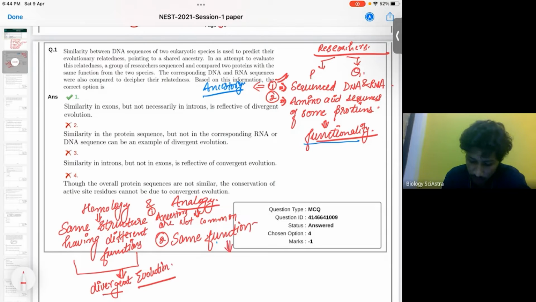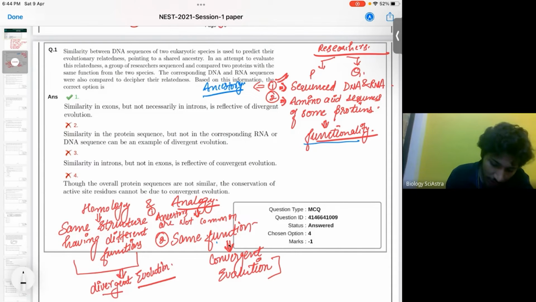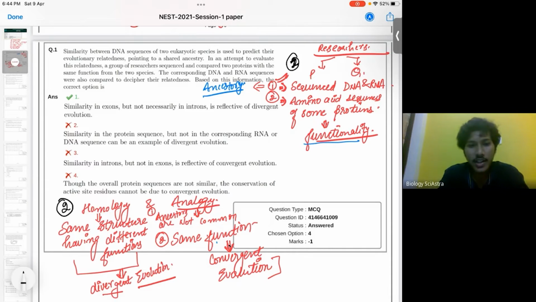Now analogy means same function but different origin. It means that it is converging toward one point. So it is an example of convergent evolution. Now, knowing these two facts, we have to tell which among these options is correct.